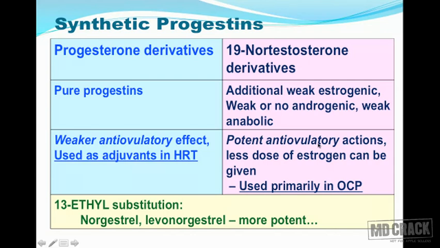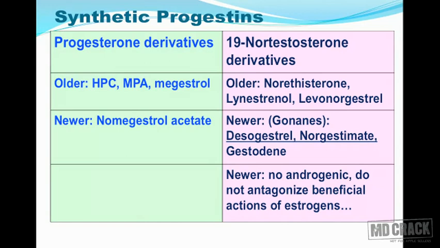Coming to the other side, 19-nortestosterone derivatives are interesting in that they have potent anti-ovulatory effects, and less dose of estrogen can be given because of this. This is why these 19-nortestosterone derivatives are preferred and used primarily in oral contraceptive pills. If there is a 13-ethyl substitution in the structure, for example in drugs like norgestrel and levonorgestrel, these drugs become more potent. Their potency increases by the 13-ethyl substitution.